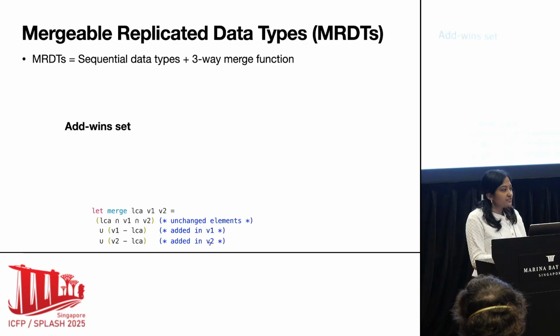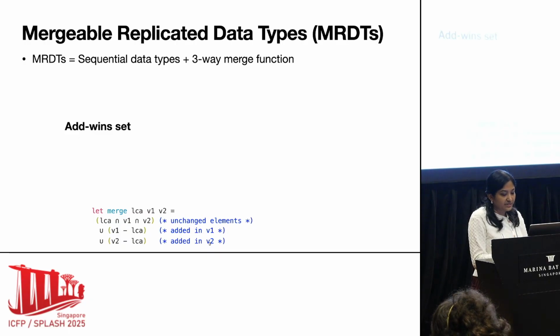This three-way merge function is a ternary function that takes as input the two versions that need to be merged and the lowest common ancestor, which is the most recent version from which the two versions diverged. This function is used to reconcile the divergent states that have occurred at multiple replicas.